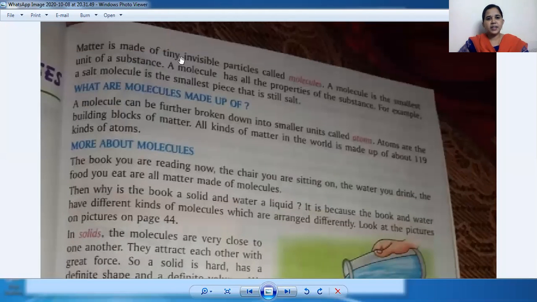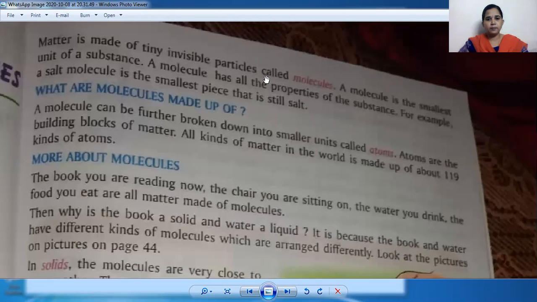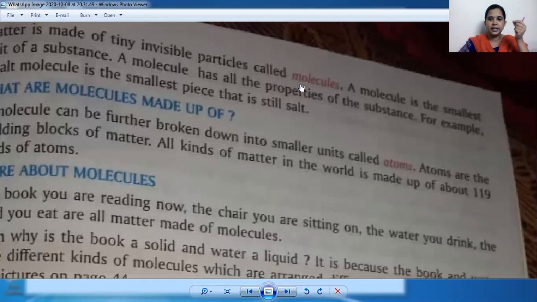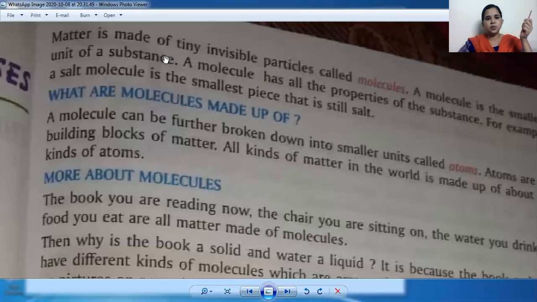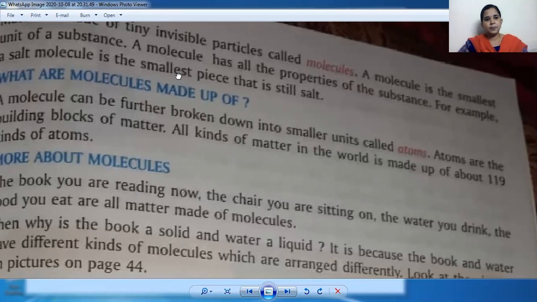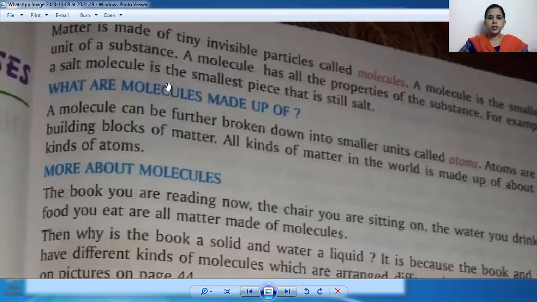Now let us see the next one. Matter is made up of tiny invisible particles called molecules. So what are molecules? Molecules are very tiny particles. A molecule is the smallest unit of a substance. A molecule has all the properties of the substance. For example, a salt molecule is the smallest piece that is still salt.